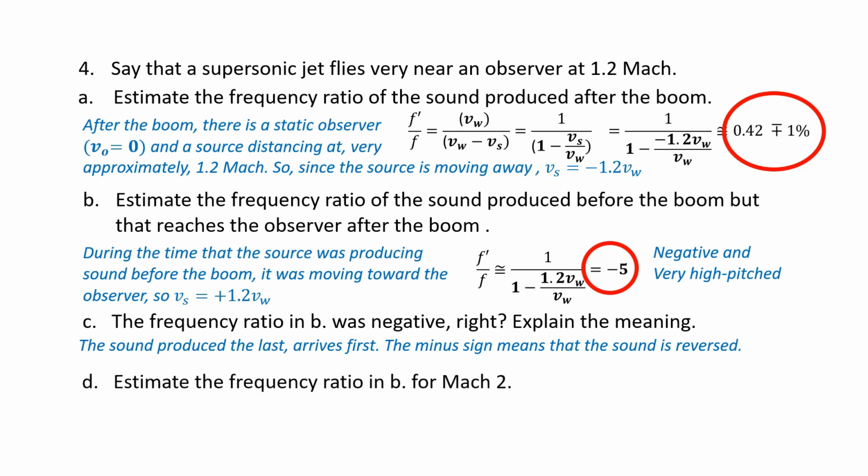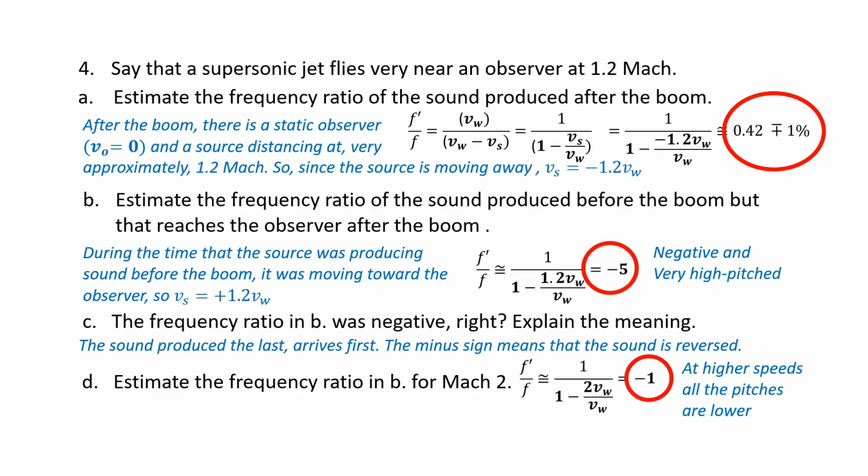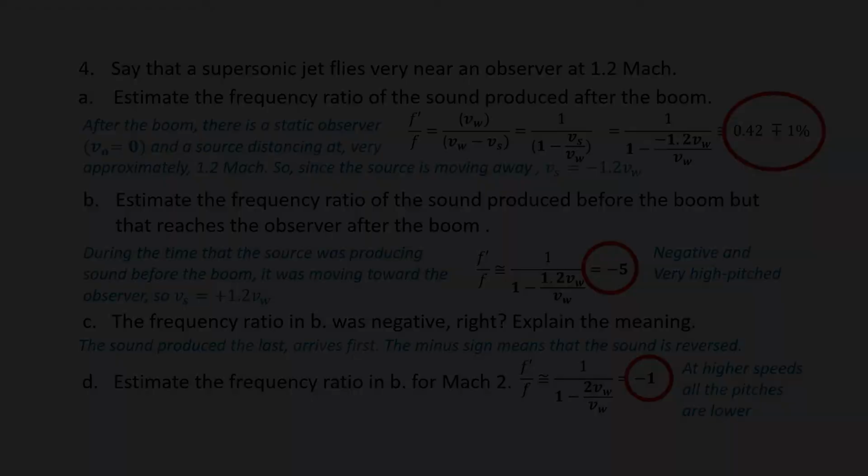Part D requests estimating the frequency ratio in B, but for Mach 2. Calculating the frequency ratio for V sub S equals twice the velocity of sound, we get minus 1. This means that though the sound is still reversed, the frequency is the same. At higher speeds, all the pitches are lower.